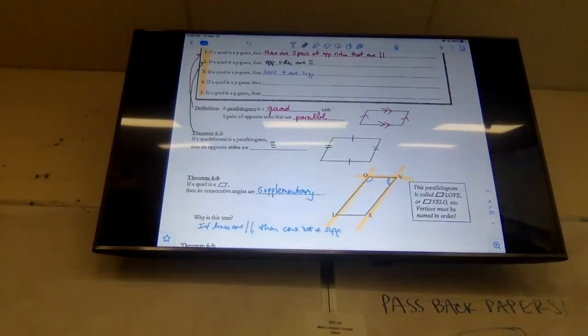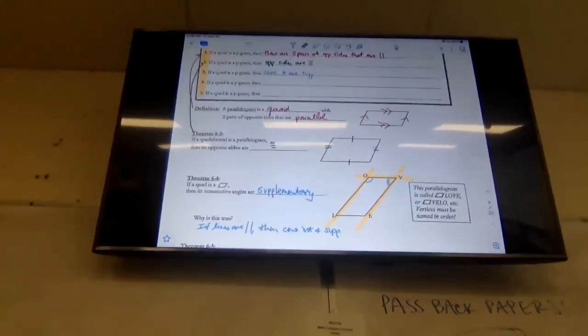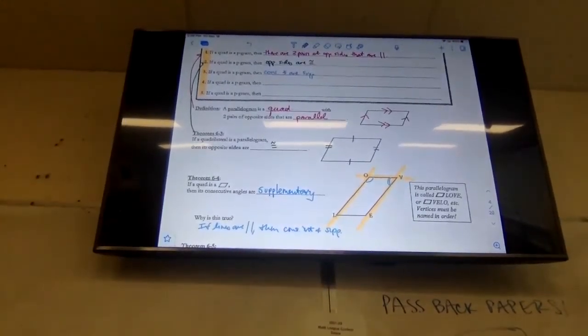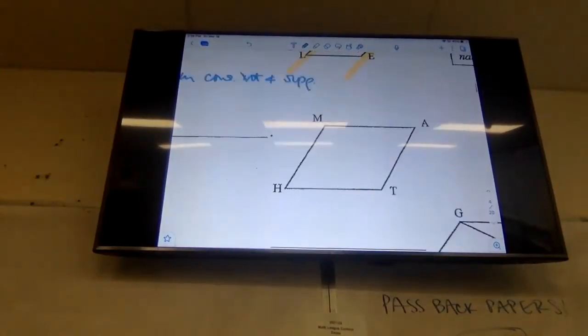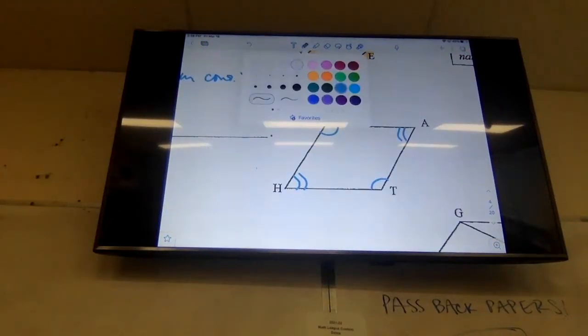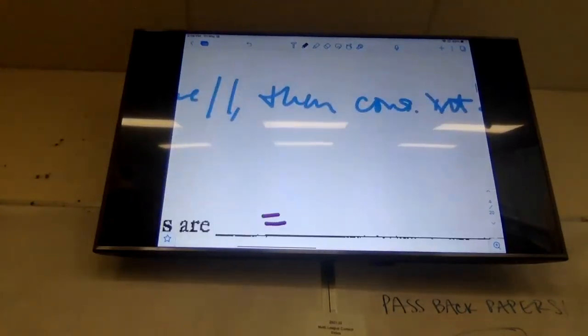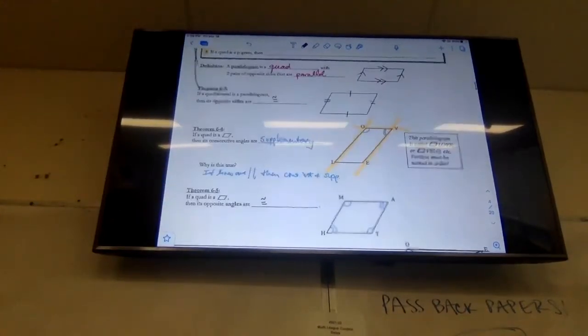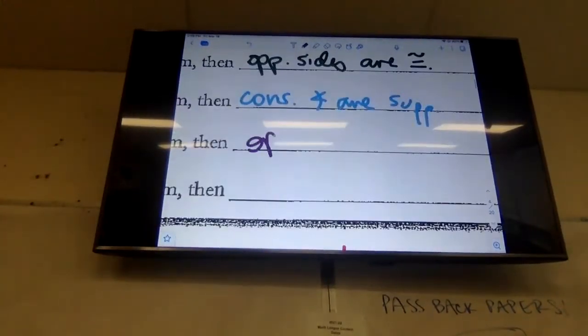Everybody okay with that? The next one I think also makes a lot of sense. This time it's going to talk about opposite angles. What do you think is true about opposite angles? Congruent. Angle M is congruent to angle T, and angle H is congruent to angle A. Those are congruent. So opposite angles are congruent. And I'm going to come here and write opposite angles are congruent.